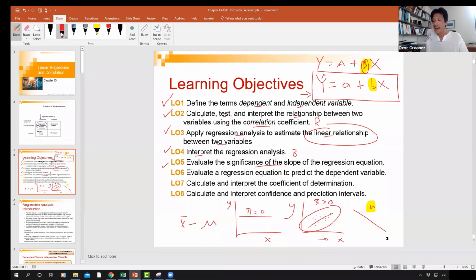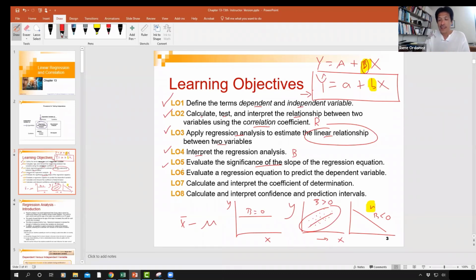All right. In this third example here, this is where the slope of the actual line is less than 0. So in this case, we're saying that there is an inverse or indirect relationship between x and y. That is, y will take the opposite direction of x. Okay? So that would be the learning objective number 5.